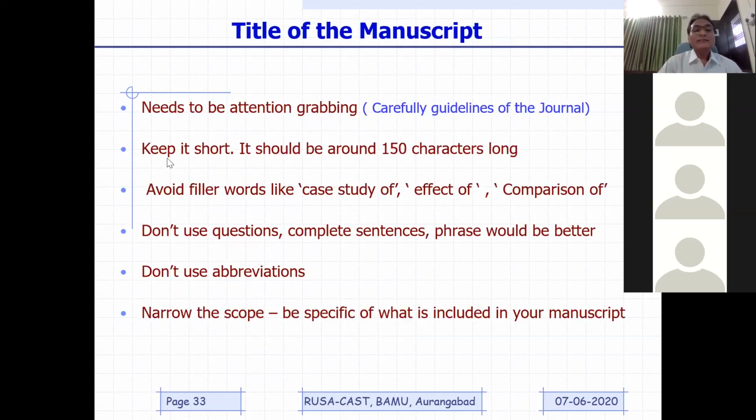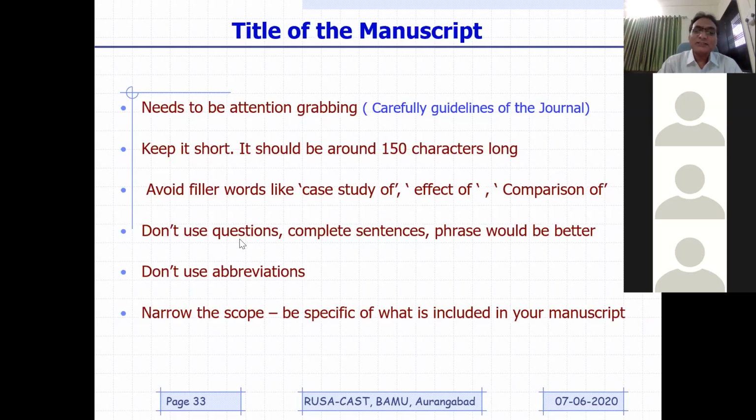What should the title be? The title needs to be attention grabbing. You need to read the guidelines of the respective journals carefully. In order to come up with a good title, my suggestion would be to go through as many published research papers as you can, so that you understand how attention can be grabbed. Keep it as short as possible, around 150 characters. Avoid filler words like case study, effect of, comparison of. These should not be in the title.